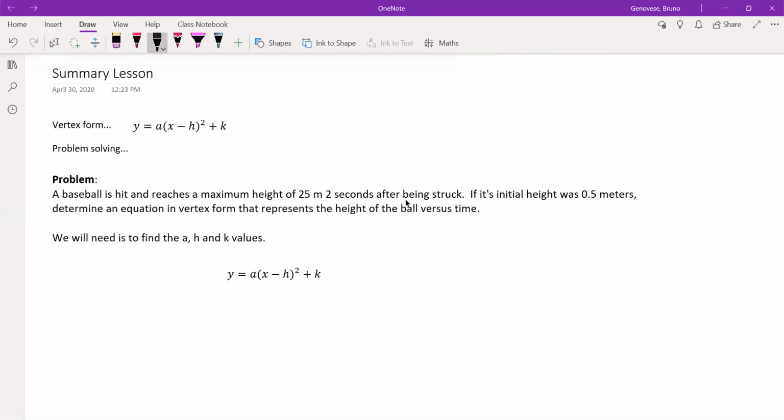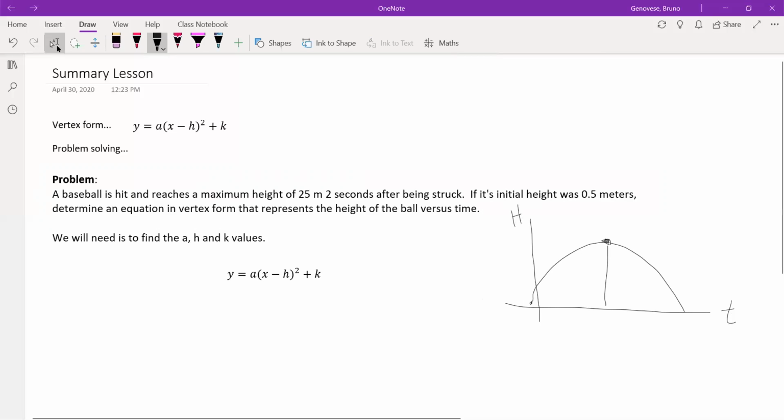So the ball gets struck about here, goes up, hits a maximum height, and then comes back down. That is where we have to anticipate the parabola. That's what the whole look of it is going to be. So it's going to be a maximum height of 25 meters at approximately 2 seconds, meaning this will be time and this will be height. We can change the variables if we like, or we can just simply go ahead and assign them.